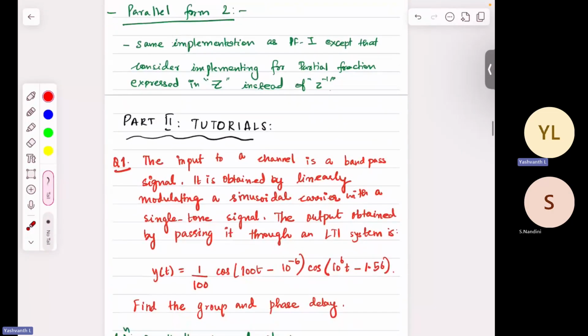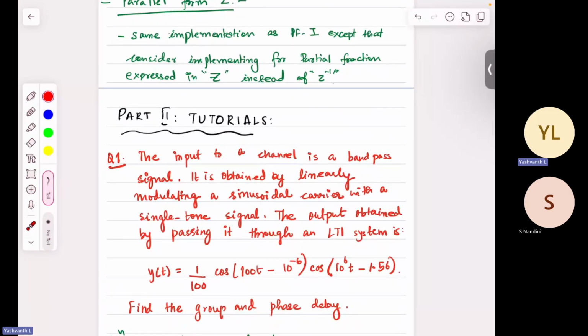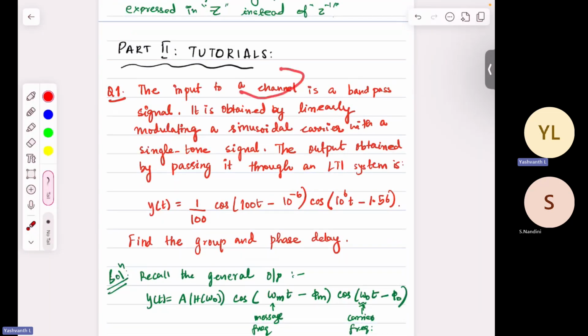That is the first part, and the second part of today's class will be tutorials. We will look at some examples. The first question goes as follows. The input to a channel, where a channel is like a system, is a band pass signal, meaning a high frequency signal. It is obtained by linearly modulating a sinusoid carrier with a single tone signal. The output obtained by passing it through an LTI system is y(t). So you multiply a carrier signal with a single tone message signal, and pass that through an LTI system.